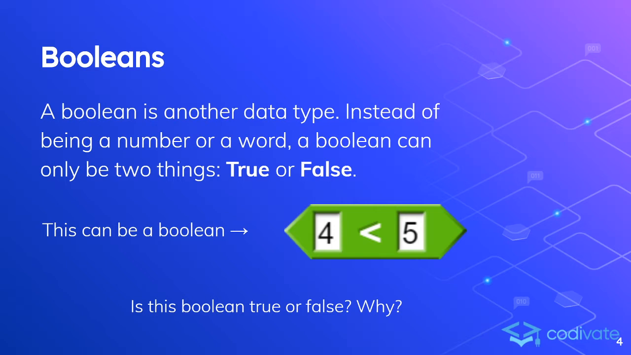Booleans. The Boolean is the final data type we'll be discussing today. A Boolean is always one of two values, true or false. Answer this question. Is this Boolean true or false, and why? Pause the video, and when you are done, resume so we can go over the answer. Assuming you had a go at it, the answer is true because 4 is less than 5, as the Boolean shows.